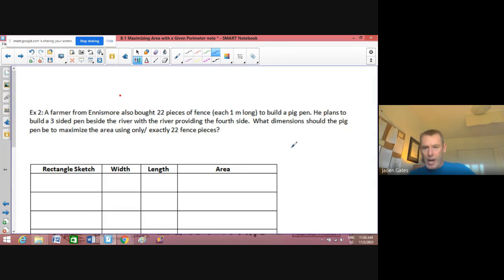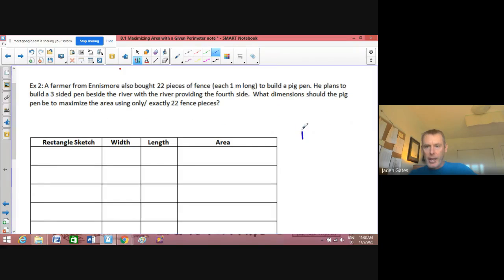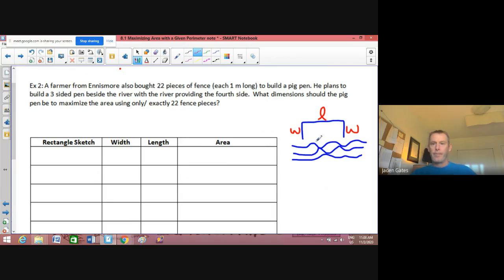So again, I'm going to draw a diagram of what we're looking at here. Here's my rectangular pen. All right, we have water on the one side here. And so we have a width over here, a width over here, but we only have one length this time. All right, so what I'm going to do is go over here and draw a sketch and figure out the first 3 to get my pattern.